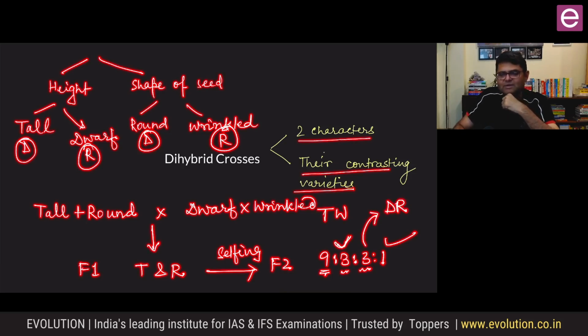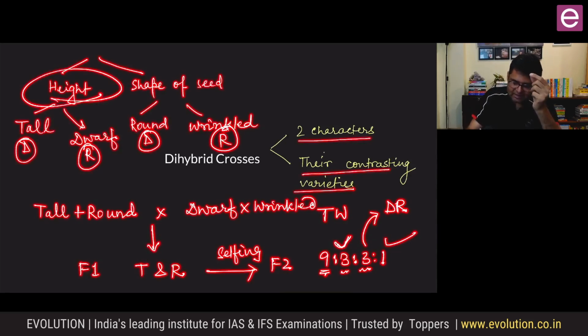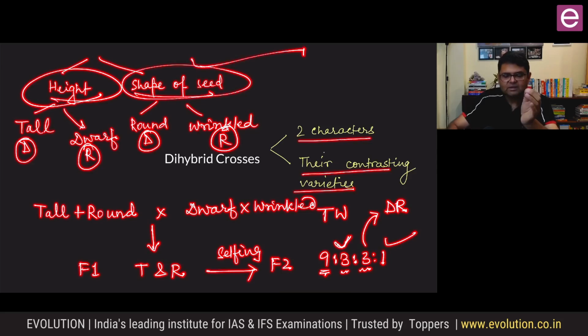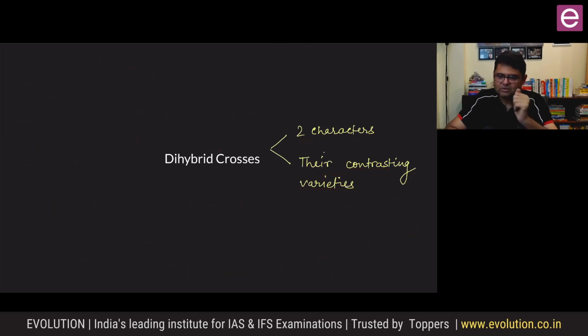So that is what Mendel got. And this ratio could be possible only when the allele for height is segregating totally independently from the alleles for the shape of the seed. And that gave Mendel an idea about independent assortment.